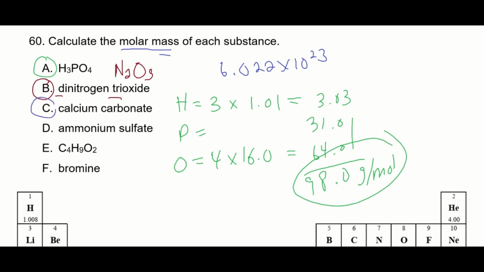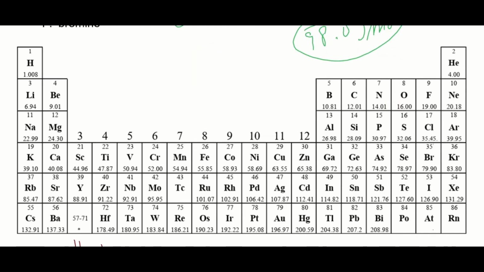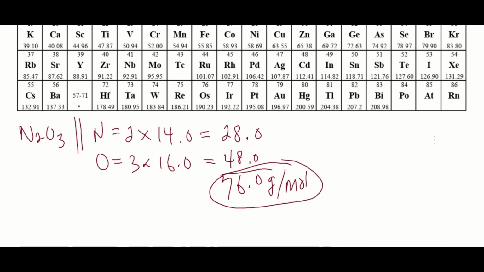Moving on, part C. Calcium carbonate is an ionic compound, so we'll need to use the charges to figure out the formula unit. Calcium forms a 2 positive cation, and carbonate is a CO3 2 negative anion. So these 2's are going to cancel out. So the formula unit for calcium carbonate is CaCO3.